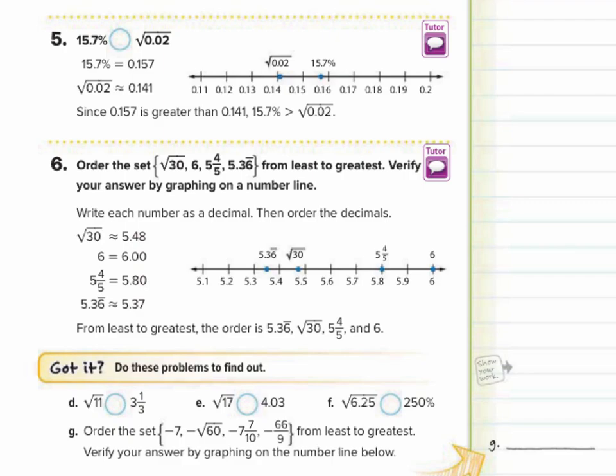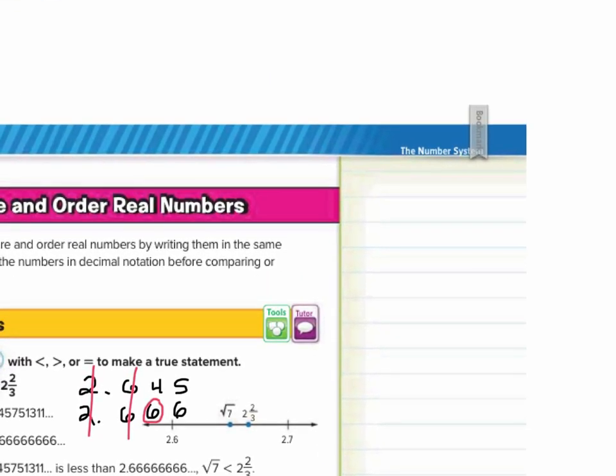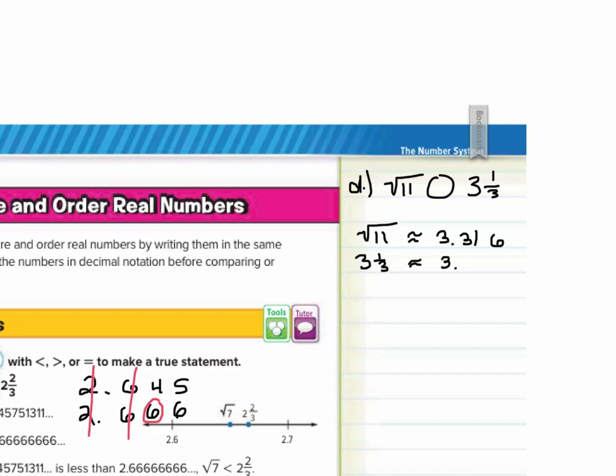Now for our got it questions, we'll use the right work zone area, and I'll just rewrite the questions as we go through. So for D, we have the square root of 11 compared to 3 and 1/3. Well, the square root of 11 is going to be about equal to 3.316, and I'll go ahead and write that 6 as well. 3 and 1/3 is about equal to 3.333.